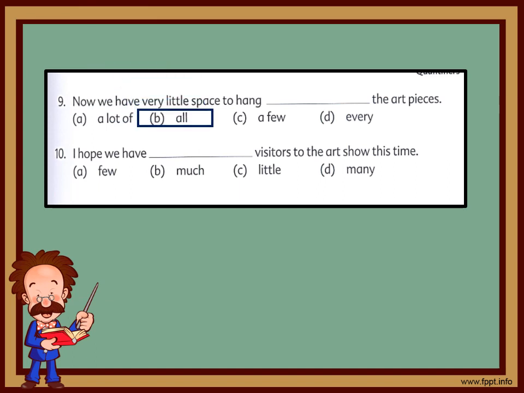Number 10. I hope we have dash visitors to the art show this time. Now hope for the best, we say. So I hope we have few visitors, much visitors, little visitors, many visitors. Now I think we are comparing this exhibition with the previous one. If you are not comparing, the sentence is not showing that we are making any comparison, but after making the comparison we are writing our answer. That's why many would be suitable here. So like that you will do this exercise. This exercise you will do in your book too, right?